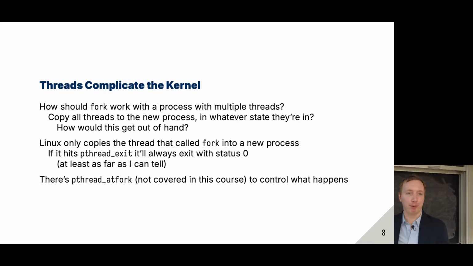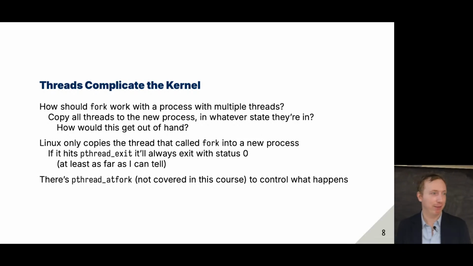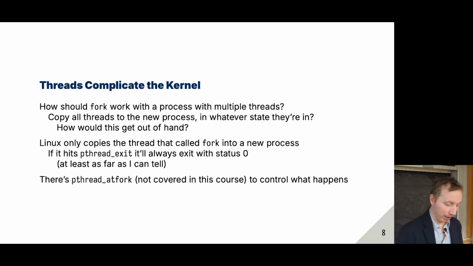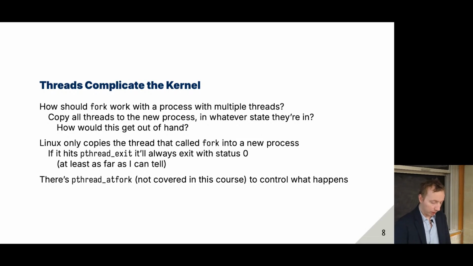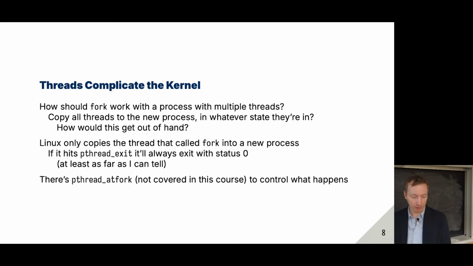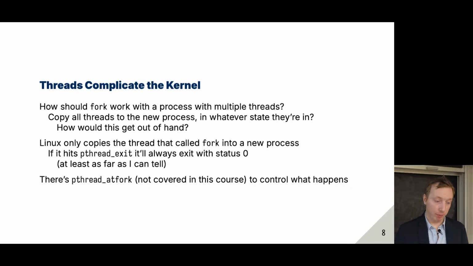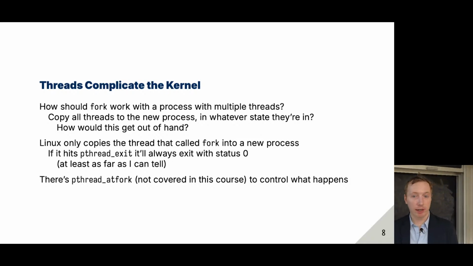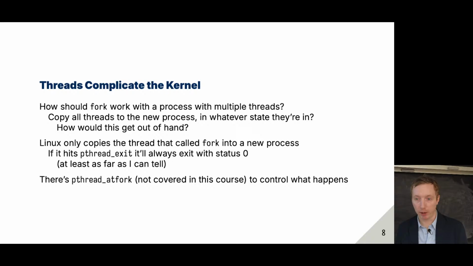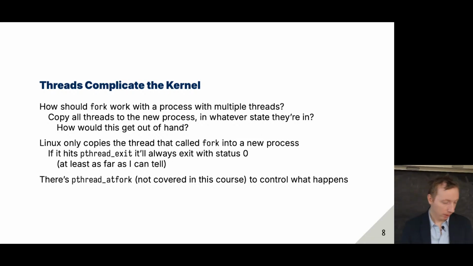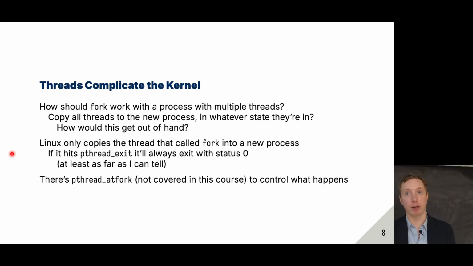Also, it could make your fork bomb very effective if it also copied all the threads. So the rule is on Linux, if you fork, you will create a new process with only a single thread in it, and that single thread will be a copy of whatever the thread is that called fork.